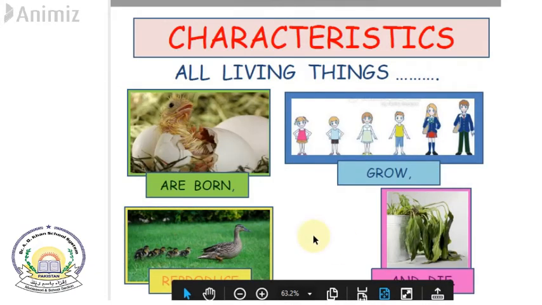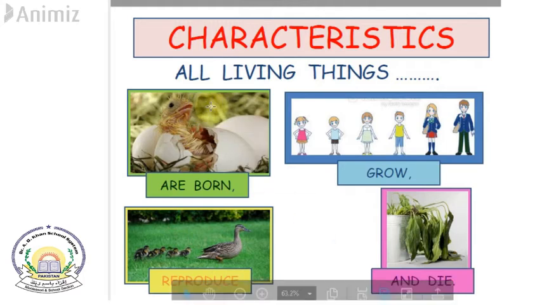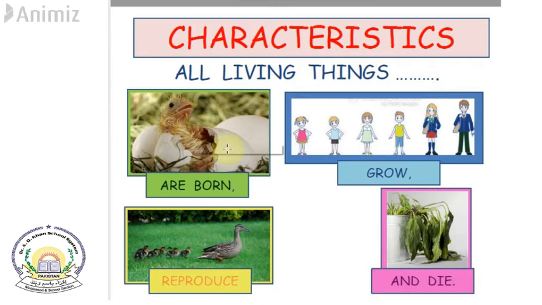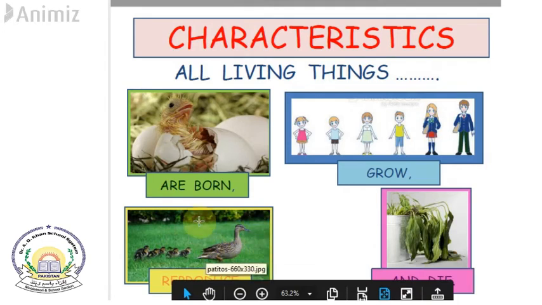Okay, now these are the characteristics. They are born. For example, a chicken comes out of an egg. When a hen lays eggs, then a chicken is born. When human beings produce babies, a baby is born, then the baby grows into a child and then into an adult. Similarly, as you can see in this picture, a duck has small ducklings, some small babies.